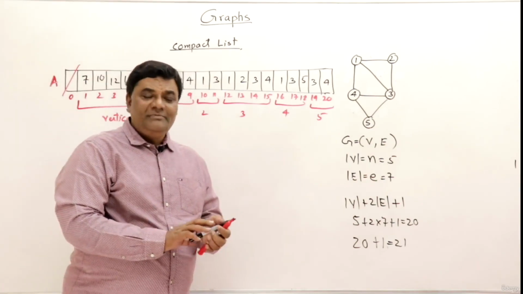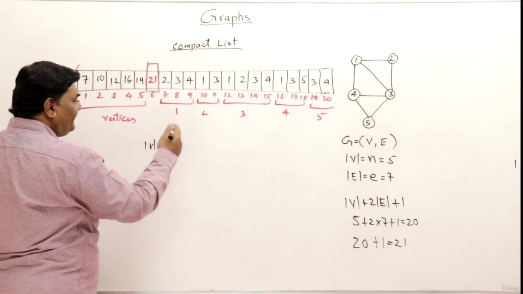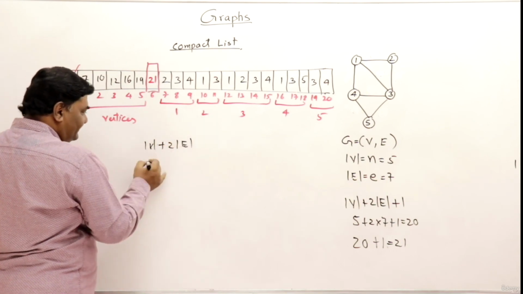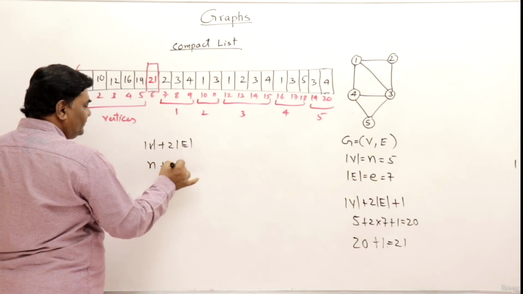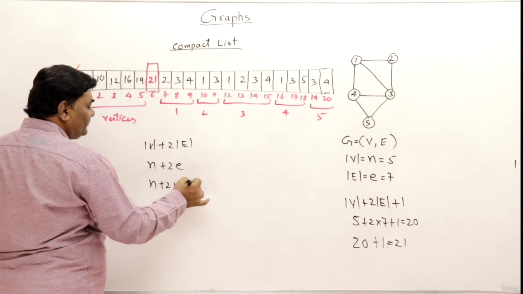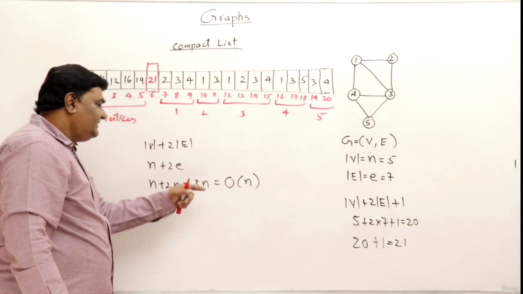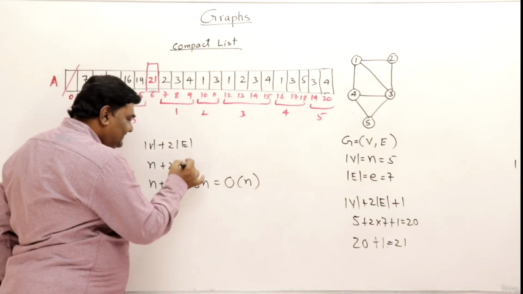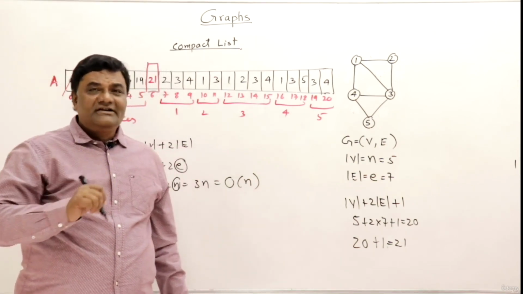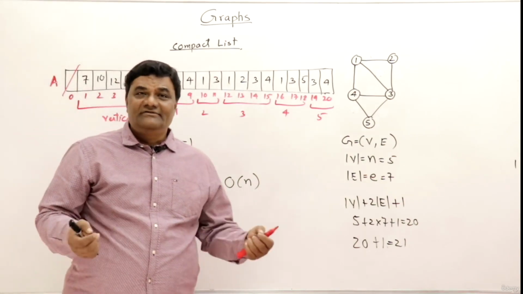Then what is the space consumed by this one? This is the number of vertices, n, and the number of edges twice, so plus 2e. If we say e is also equal to n, this is 2n. So total it is 3n. It is order of n. So it's linear. If we assume that n and e are equal, they are not equal, but we assume. Why we are assuming is n is a linear value, e is also a linear value.